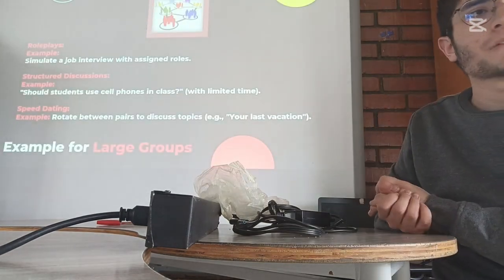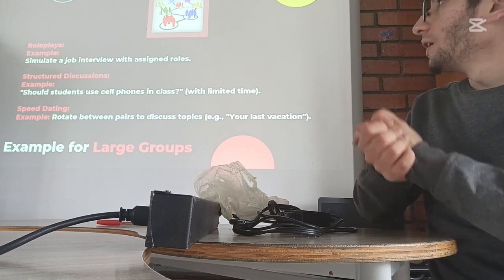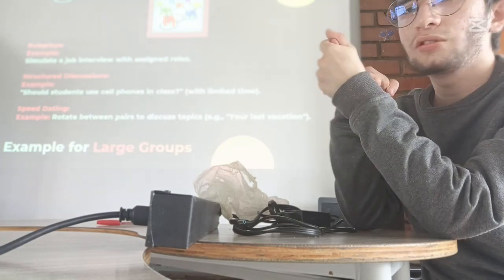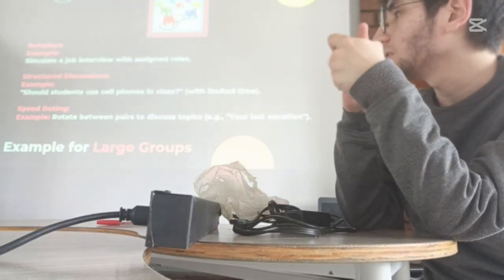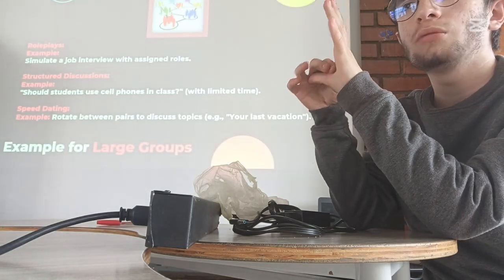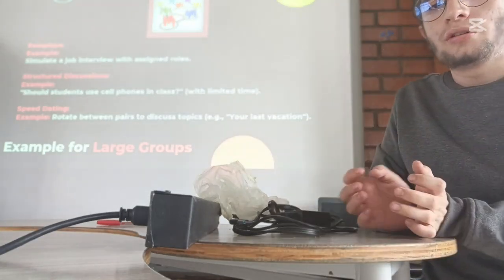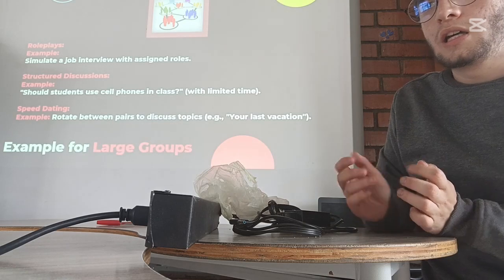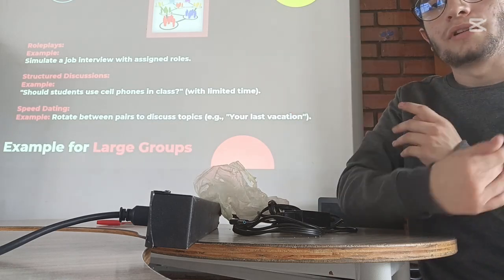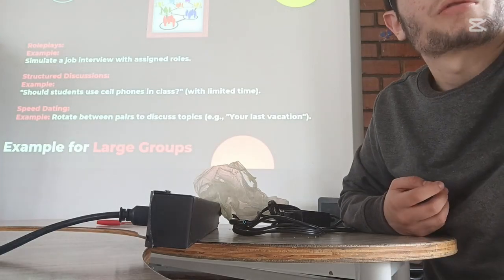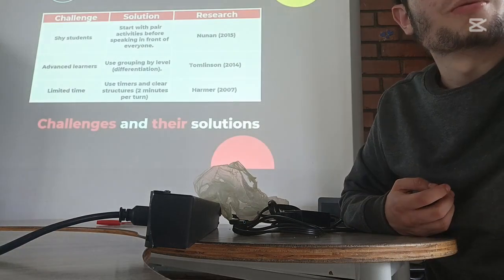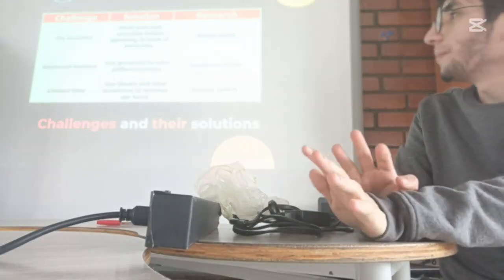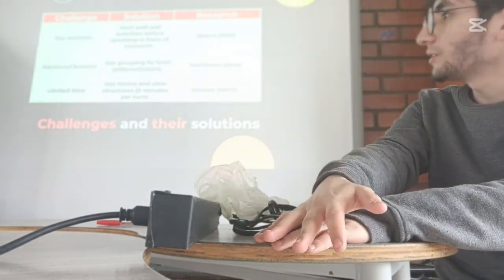These are some of the examples that we can use in our classrooms: role plays, structured discussions, and speed dating. Speed dating maybe is the most unknown. That is where they make a circle and another circle after that, and they pass through their partners to talk about a topic, about a question, and so on. And the challenges that we can face are shy students, advanced learners, and limited time.